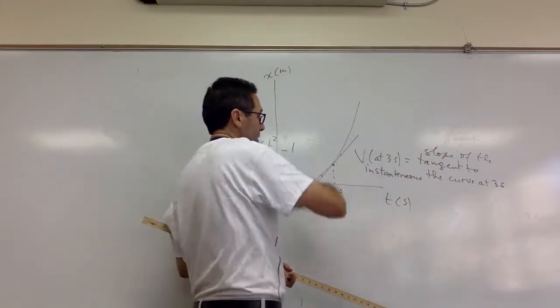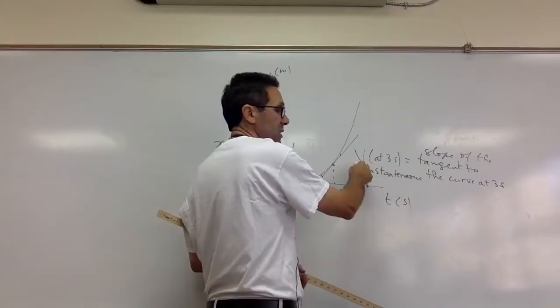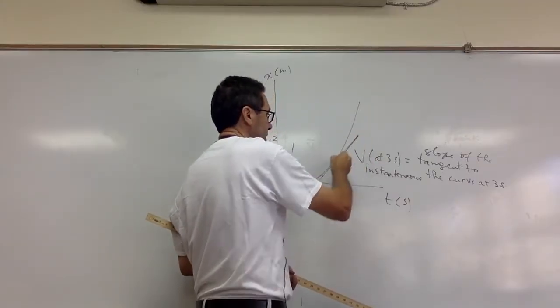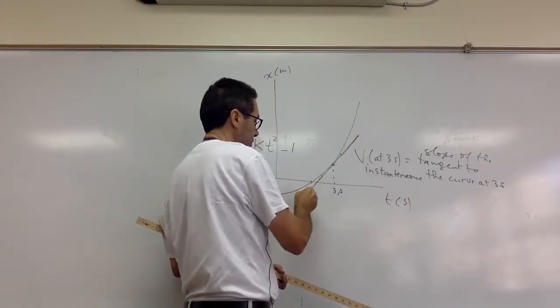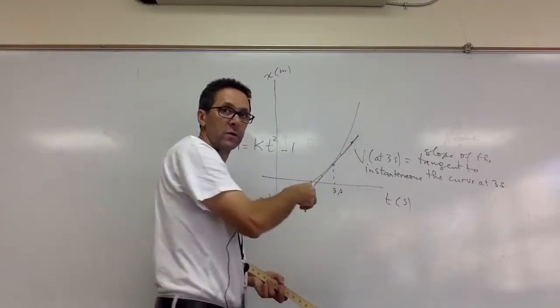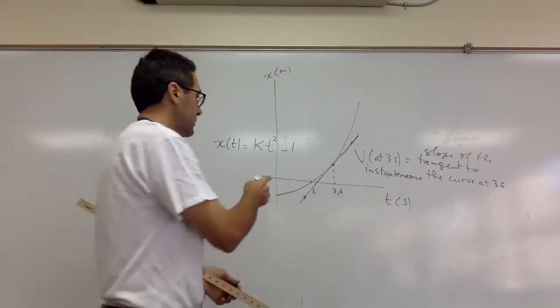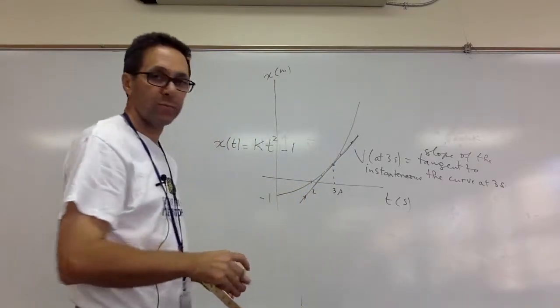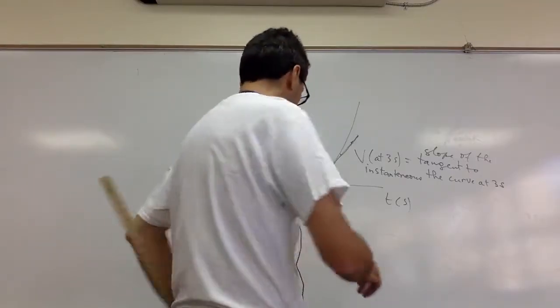So if I draw the tangent, all I have to do to find the speed at 3 seconds is take this line, pick 2 points on this line, not on the curve, and find the slope. You can just leave it there.